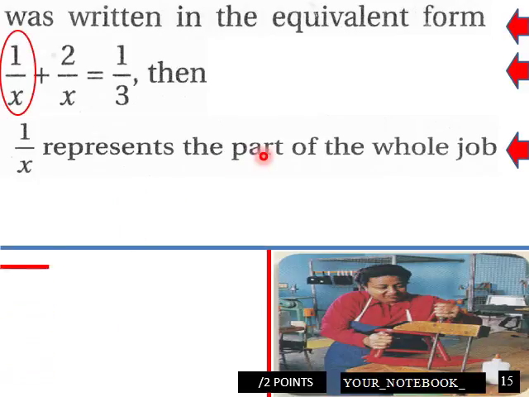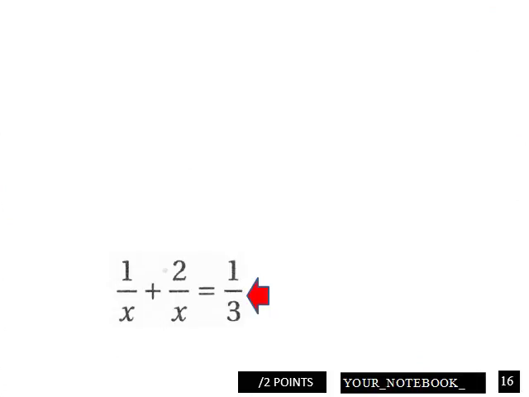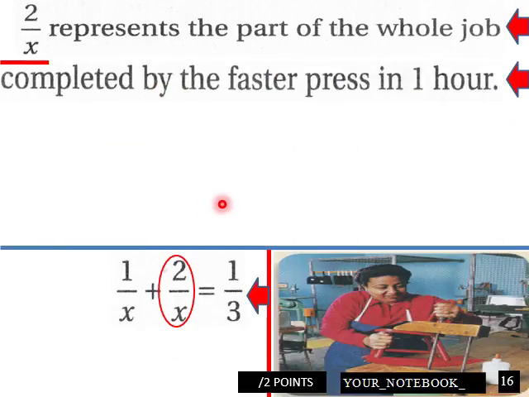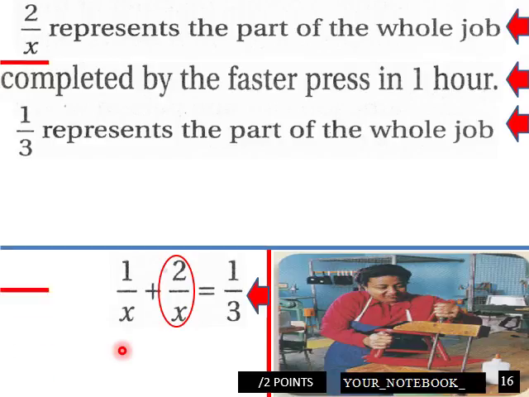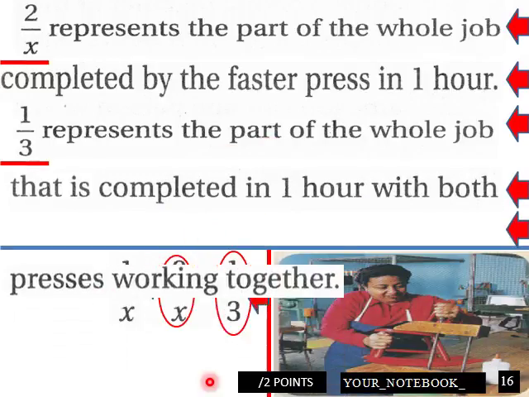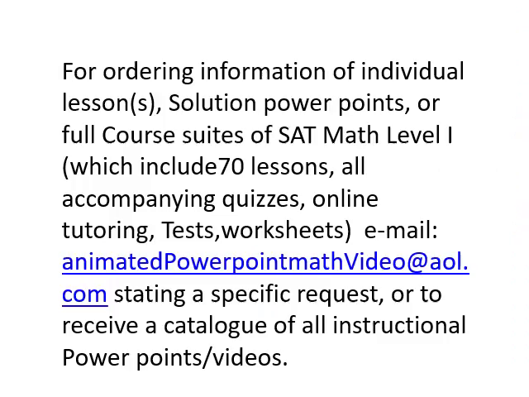1 over x represents the part of the whole job completed by the slower press in 1 hour. 2 over x represents the part of the whole job completed by the faster press in 1 hour. 1/3 represents the part of the whole job completed in 1 hour with both presses working together.